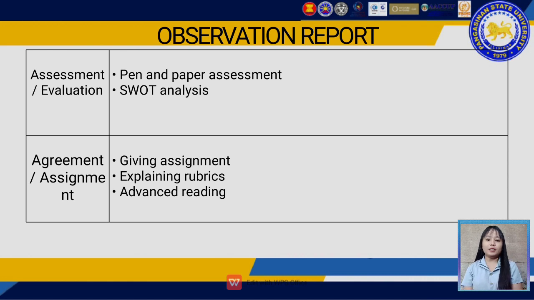For the last parts is the agreements or the assignment, wherein they use giving assignments. The teacher provides clear and concise instruction, ensuring the learners understand the assignment requirements. Also, they use explaining rubrics, wherein the teacher explains the grading criteria achieved by the learners in doing the assignment. And also, the teacher instructs the learners to do advanced reading.